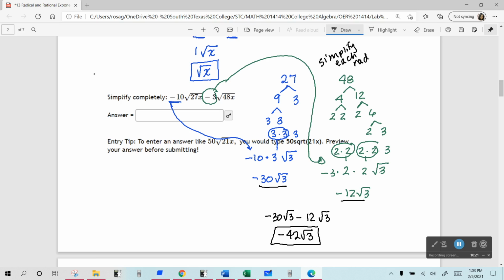I say exponent, but I mean radical. Multiply if you have to, and then do the operation if it's possible. And the reason why this one was possible is because the roots were the same.